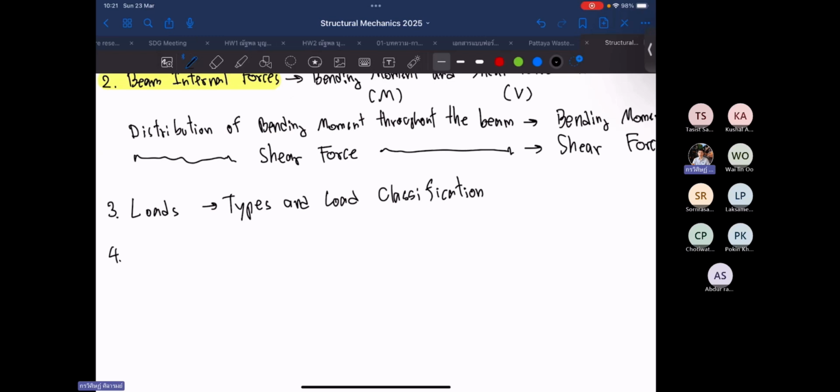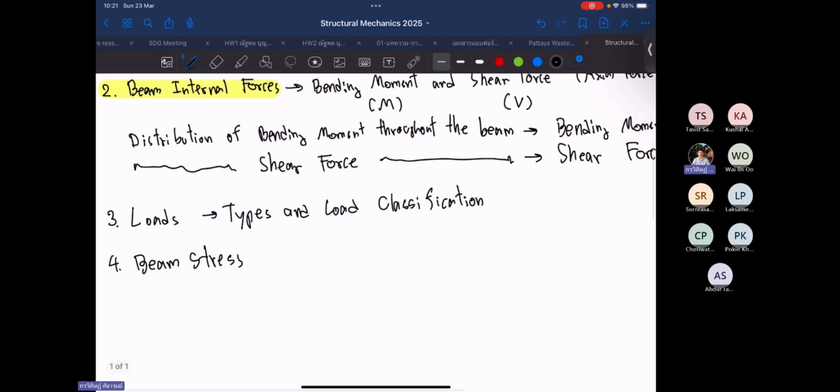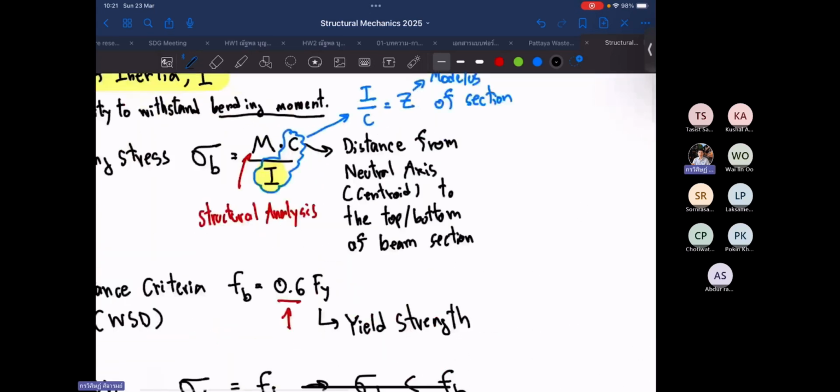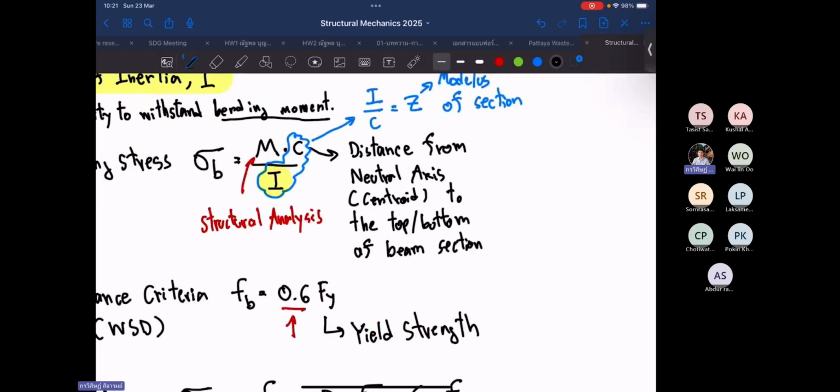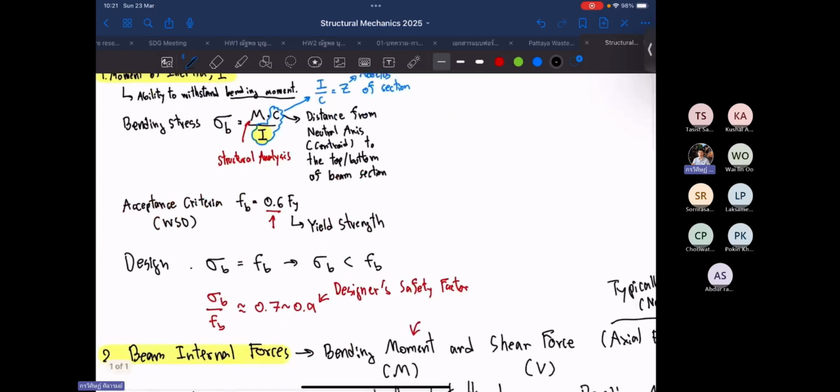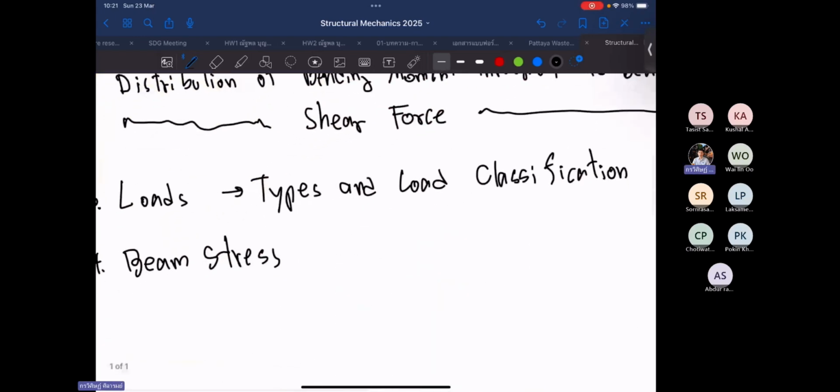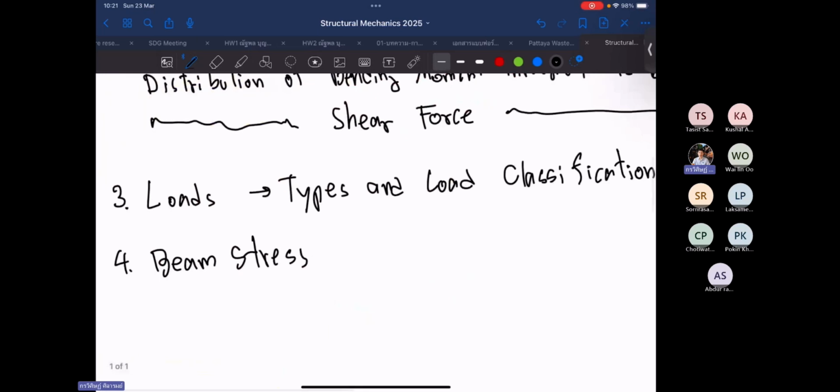And the last one is the beam state. Okay. Last one is the beam state. Actually, I already described this part. So this one we determine how much is the actual state inside our beam. Okay. It's governed by this equation.